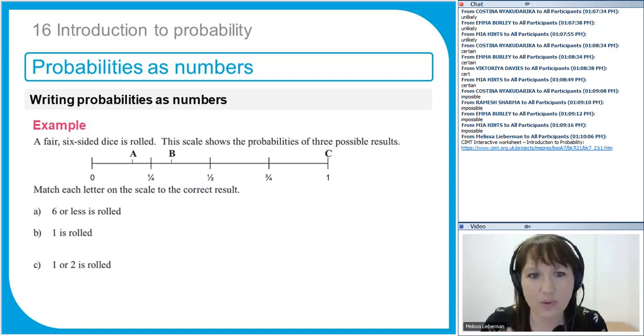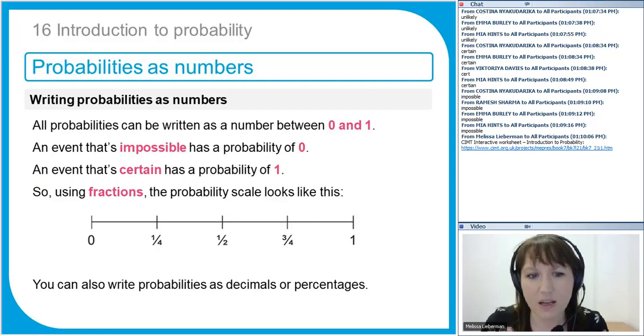So let me just go back to this. So this would be 0.25 or 25%. Half as a probability could also be 0.5 or 50%. 3/4, that could be written as 0.75 or 75%. And 1 could be written as 100% as well.